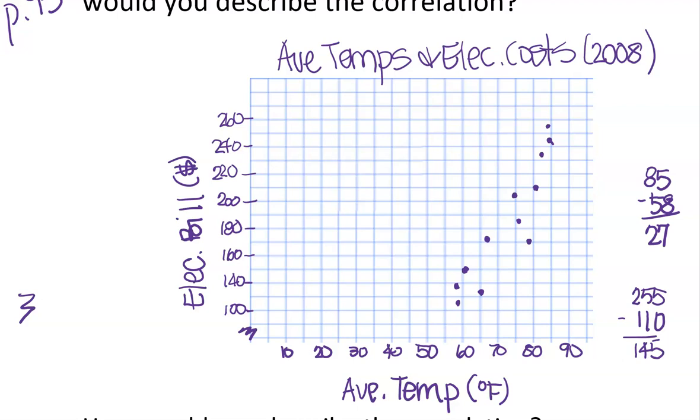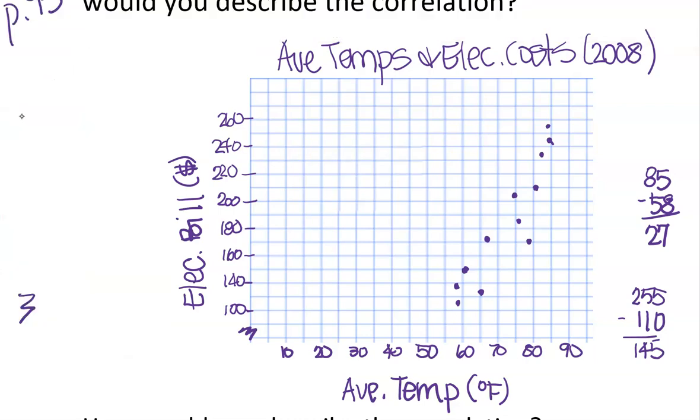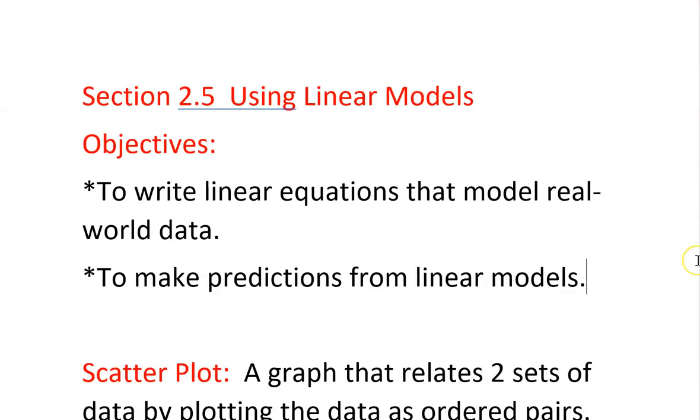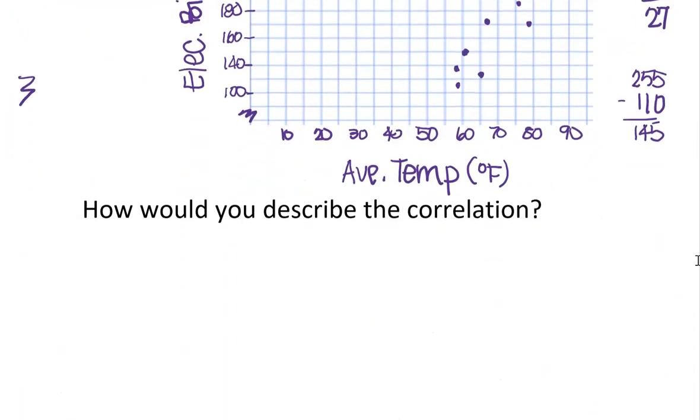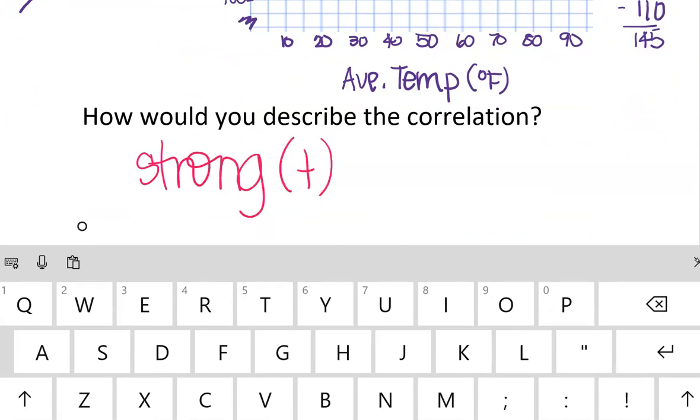So the next thing they want us to do is describe the correlation. So as the temperature increases, the electricity cost also increases. The points are relatively close together. So I would say this one is a strong positive correlation. Oops, sorry about that. It goes crazy here. So strong positive correlation.